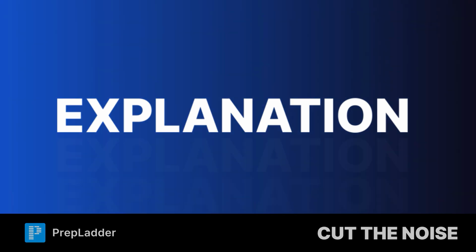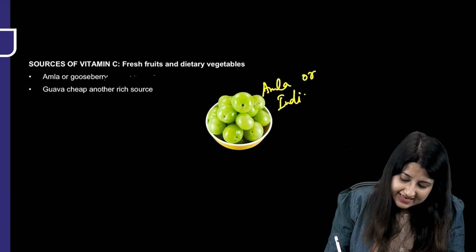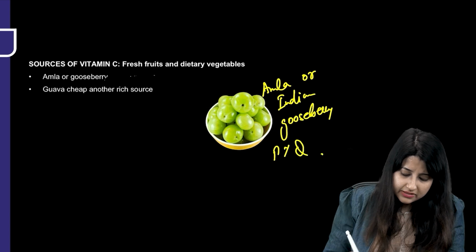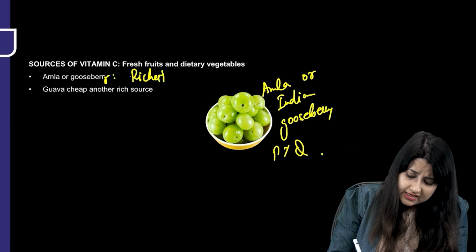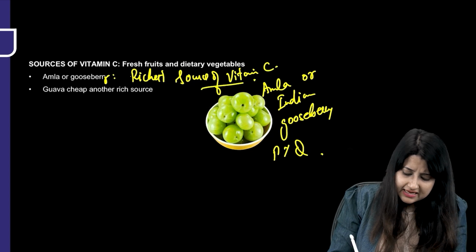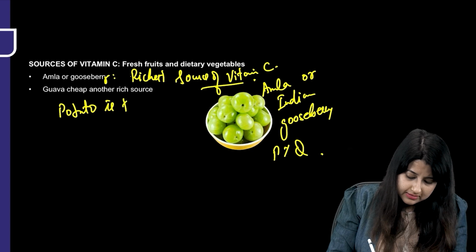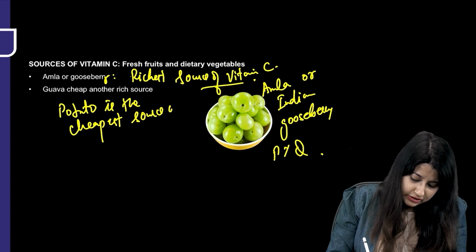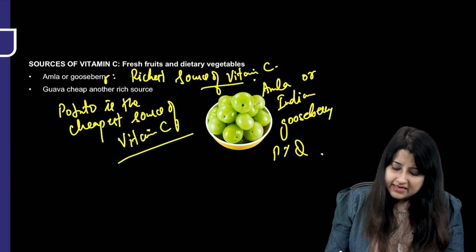Here's the explanation. This is amla, or this is also known as Indian gooseberry. Now this again is a very famous PYQ, that amla or Indian gooseberry is the richest source of vitamin C. Okay, this picture has also been asked. Guava is another rich source. Potato is the cheapest source of vitamin C. But which one is the richest source? It's amla or Indian gooseberries.